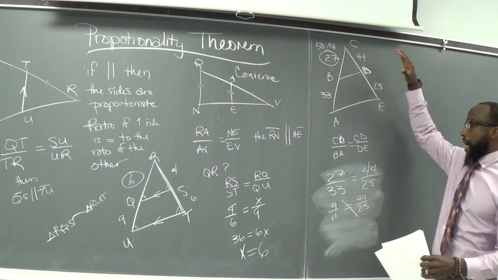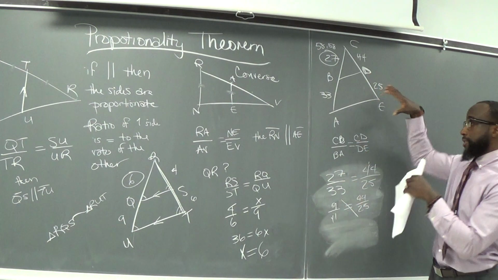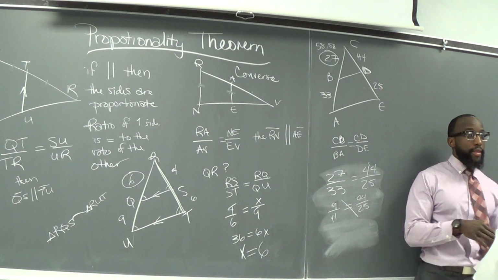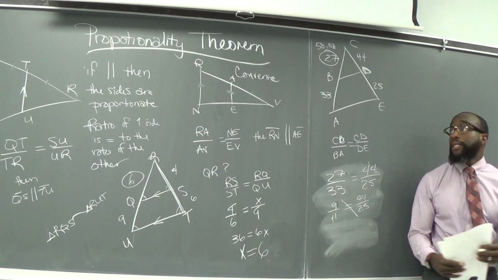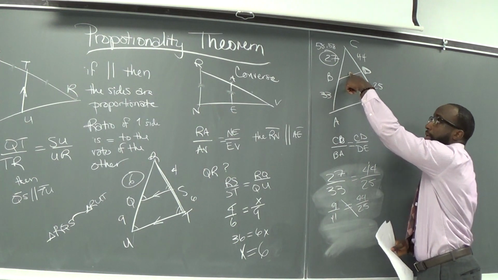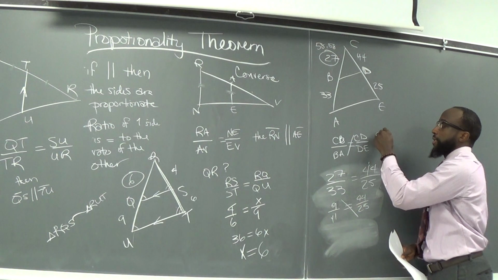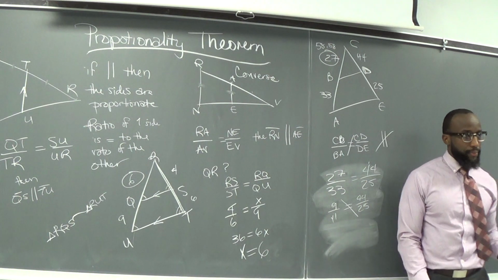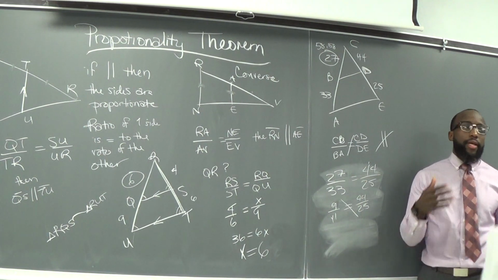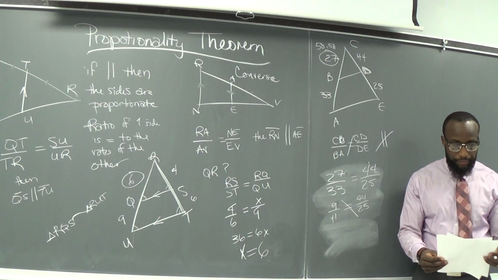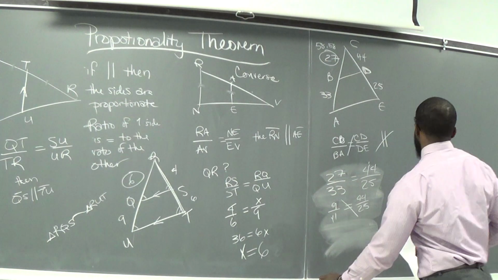So basically I had to go back to this to show you guys that there are going to be cases where they're not going to be proportionate. If they're not proportionate, then these are not parallel. So there are going to be cases where they're not proportionate and not parallel. All right, let's go look at some transversals.